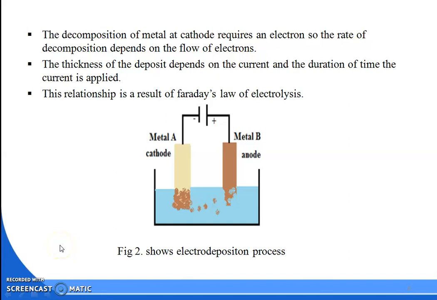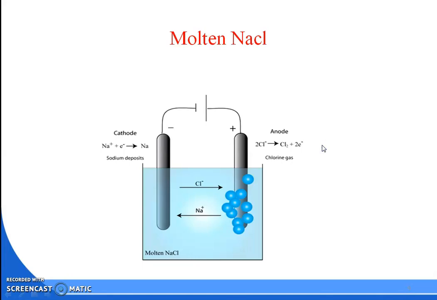So from this figure we have got a complete idea about the electrodeposition process. Here it is a molten NaCl, that means the electrolyte is NaCl. Molten means it is in liquid form. So when the current is flowing through this, NaCl is divided into two categories of ions. That means one is positive and another one is negative. So here NaCl is split up to two ions, that is Na plus and Cl minus.